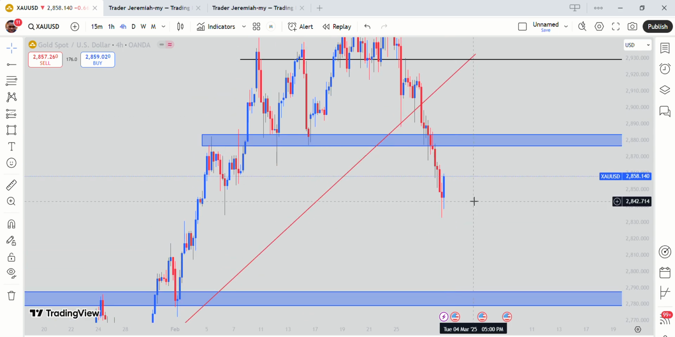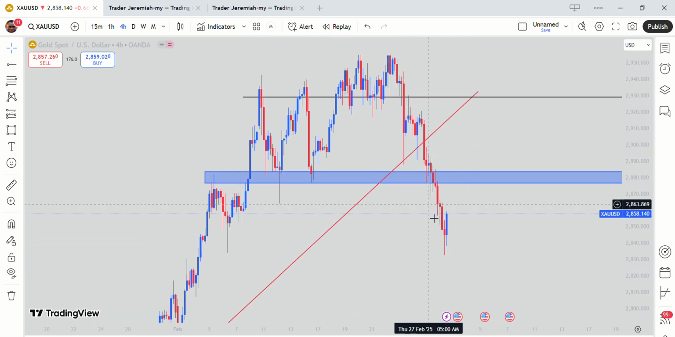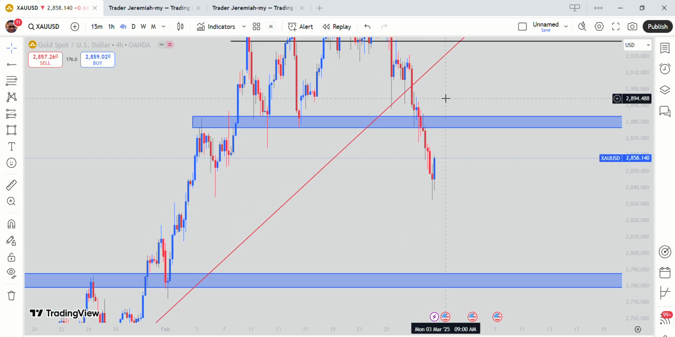So currently I'm waiting for price to retest the neckline of this head and shoulders pattern. So I'm waiting for gold to get into this zone to retest it before dropping. So if gold gets into this region, the next level target is going to be this low, this support level. So this is the level that gold will be heading to.